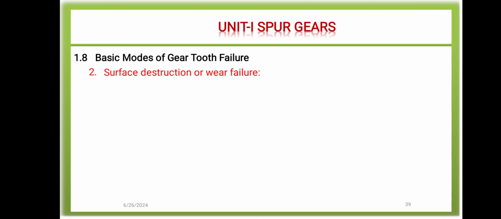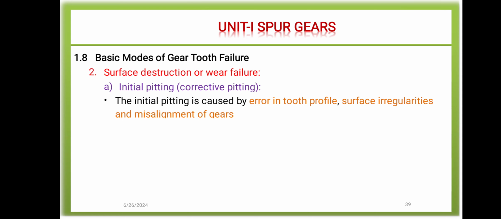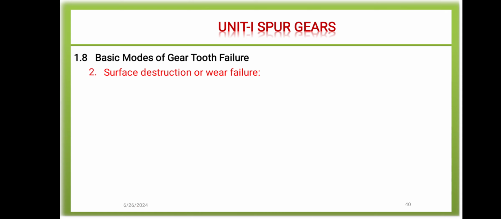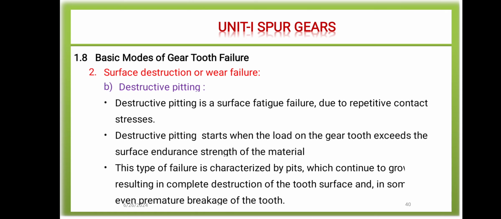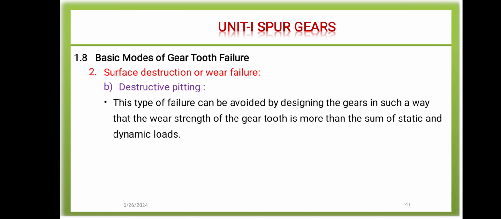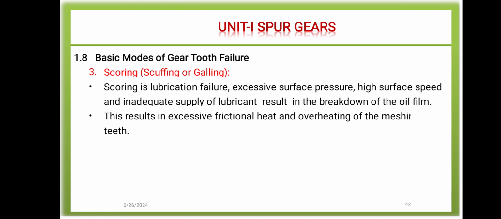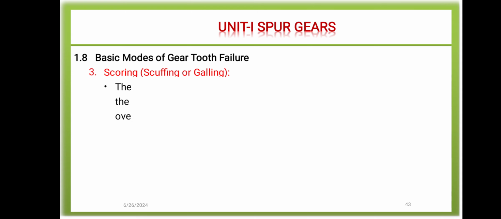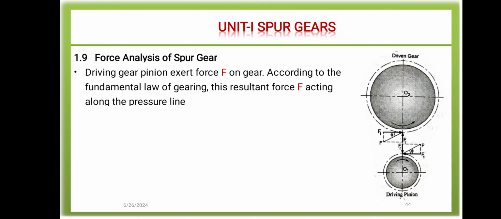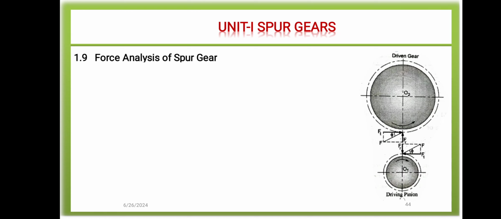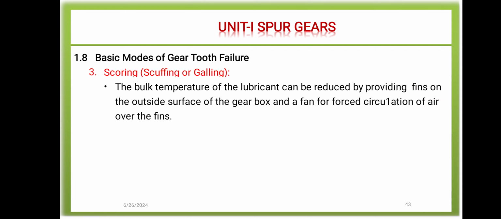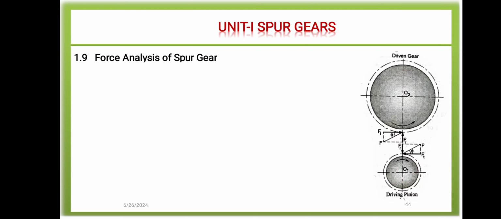This is a detailed explanation of these types of gear failure. Last one is scoring. So I think we can stop here, and based on this discussion you can prepare yourself for the theory topics which we covered today. After understanding these topics in detail, we can start with the next topic, the force analysis of the spur gear.